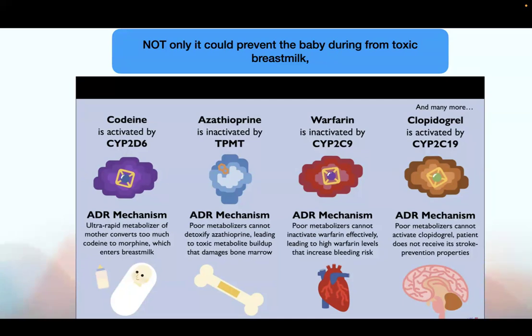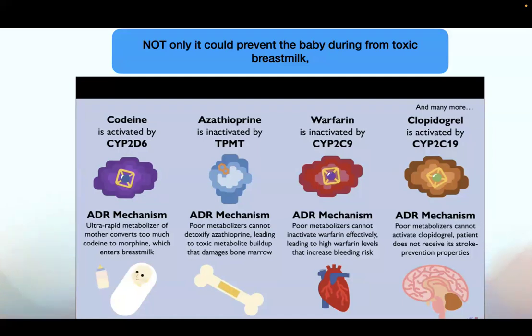The next example is about activation: clopidogrel. Clopidogrel is activated by CYP2C19. Again imagine the poor metabolizer category. What will happen? It cannot activate clopidogrel, and the patient does not receive its stroke prevention properties. If clopidogrel is prescribed to a stroke patient and the patient is in the poor category, what will happen? Even after giving clopidogrel, a stroke.